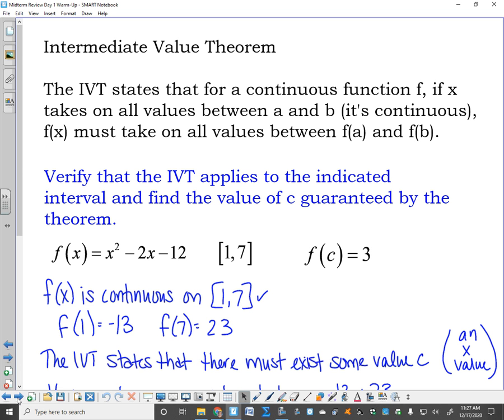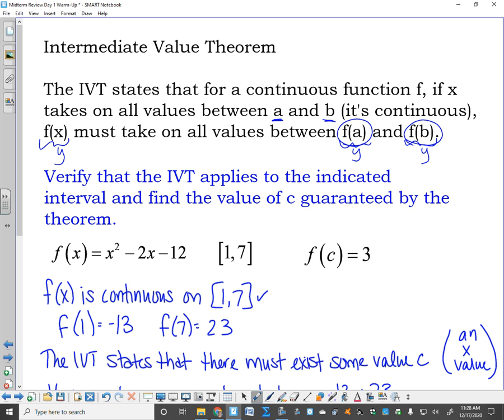Okay, let's talk about the IVT. It states that for a continuous function f, if x takes on all the values between a and b, meaning it is continuous, then f of x, which is the y value, must take on all the y values between the y value at x equals a and the y value at x equals b. So the biggest thing here is that this is a y value, and so is this. So it has to say that we are continuous for all the x's in between a and b. So those are all x values.